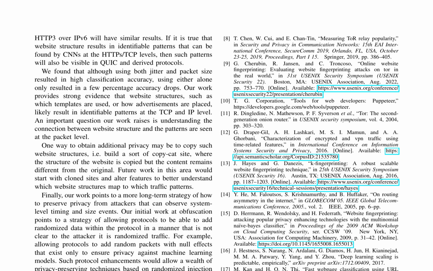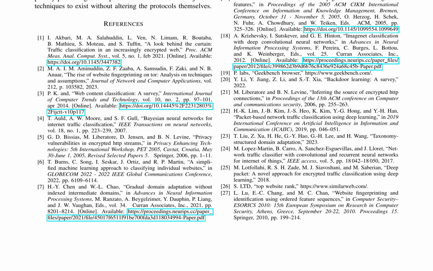This suggests that website structures, such as template usage and advertisement placement, likely result in identifiable patterns at the packet level. The authors propose a potential strategy for preserving privacy by allowing protocols to add randomized data within the protocol, making it unclear to attackers whether the traffic is randomized or not. This approach could enable a range of privacy-preserving techniques based on randomized injection techniques without altering the protocols themselves.